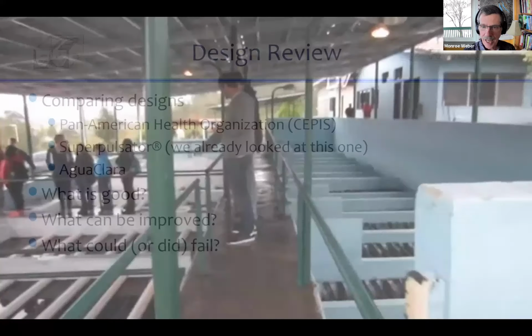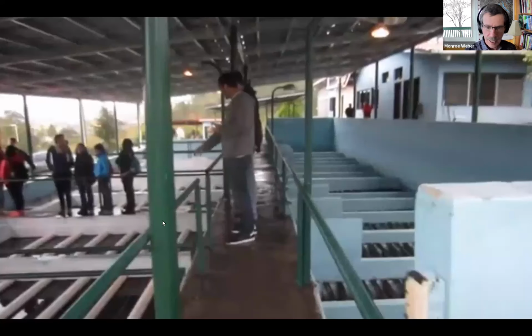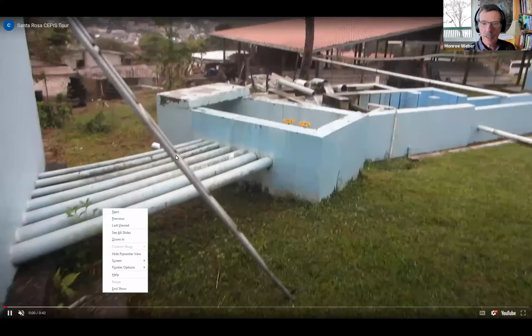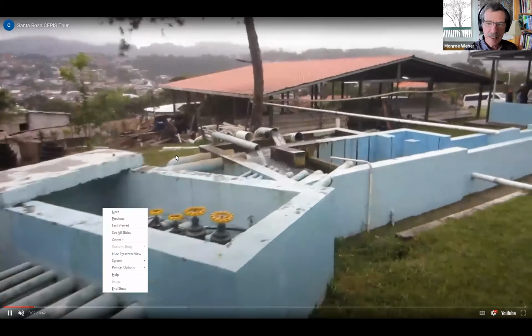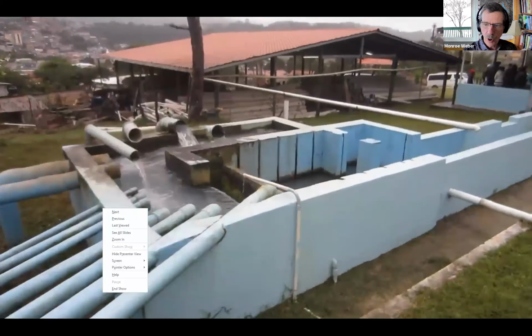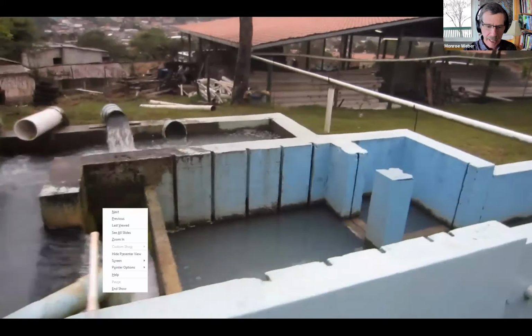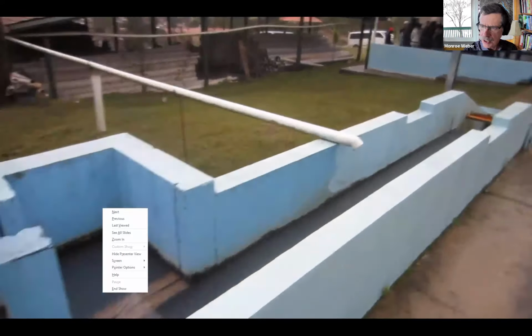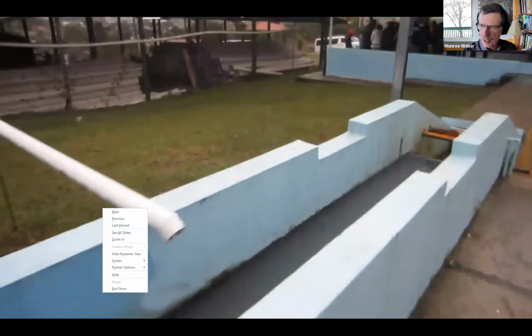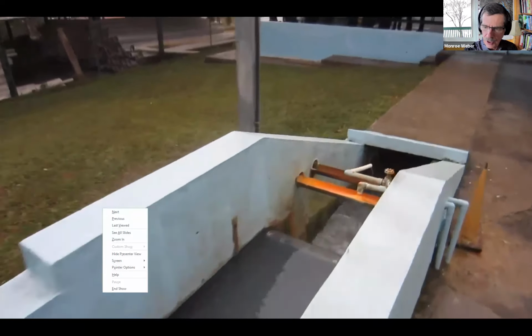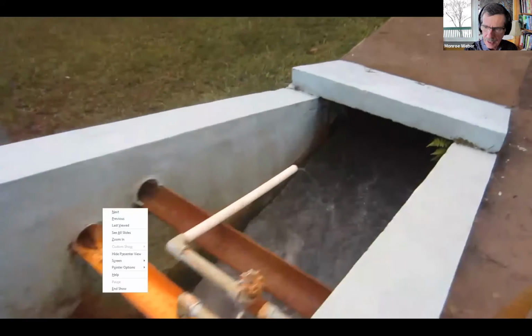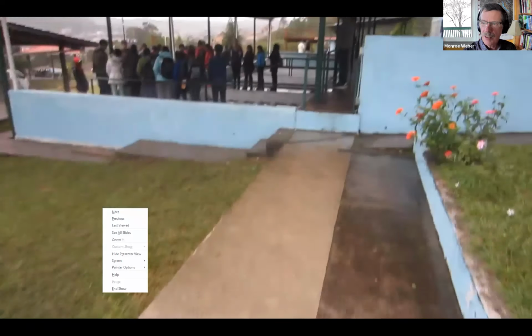So now, some play. We're going to compare some designs. So first one, this is a CEPIS plant. This is designed by the Pan American Health Organization. This is water from multiple sources coming into a plant. And right along here somewhere, they're going to be adding coagulant. There's a little hydraulic jump or a little waterfall. And then right there, they're adding the coagulant. The water continues on and goes into the plant.